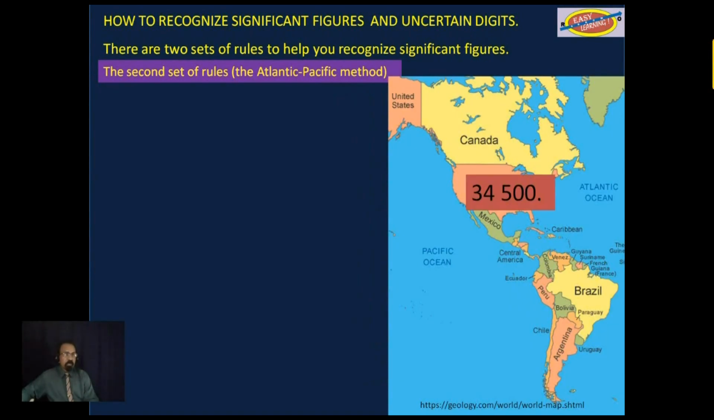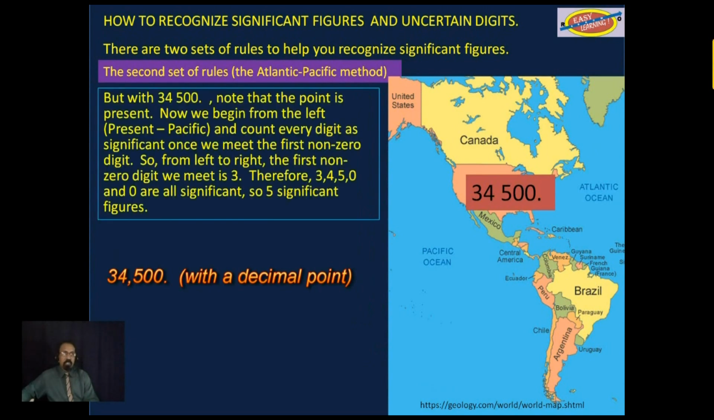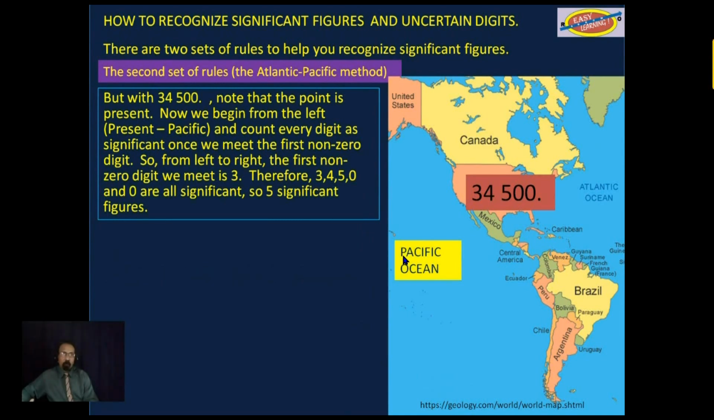Now if the point is present, it is expressed as in the number 34,500. Since it's present, we will begin from the Pacific side and count from our Pacific side to the right. We will begin counting every digit from the first non-zero digit, which in this case is 3. So we will count 3, 4, 5, 0, 0. So we have 5 significant figures. And out of the significant figures, the one on the far right is uncertain. So that 0 there is uncertain.